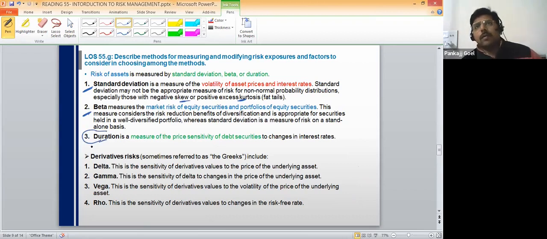When we talk about the sensitivity of bond prices to changes in interest rates, there is a concept called duration. In fixed income, tomorrow we are going to do duration in a very detailed way. And derivatives also is done with you. So you know what delta, gamma, vega, rho are. Do you know them? I hope you guys have done it. Yes.